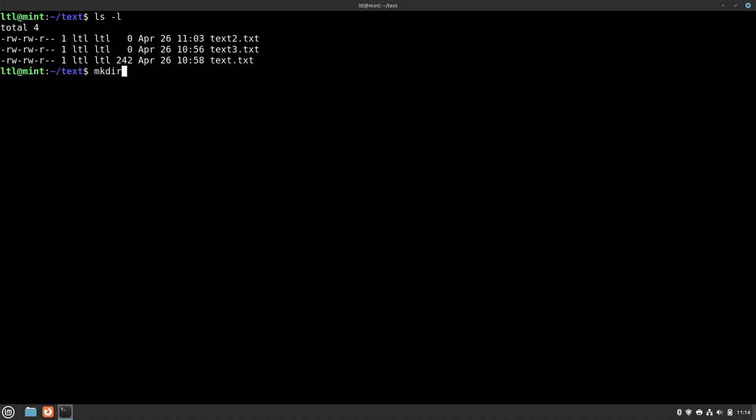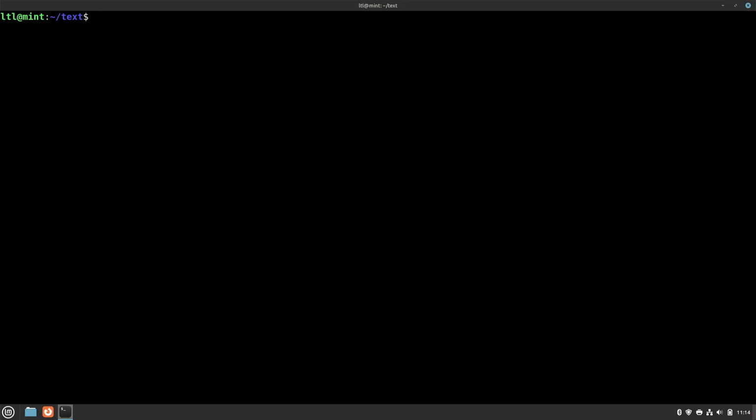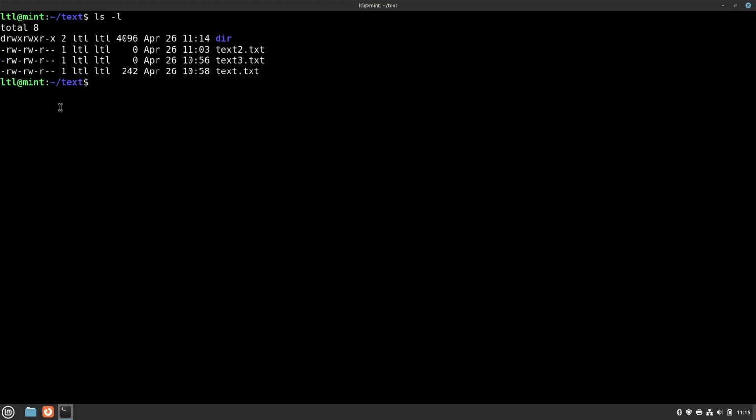If we make a directory, we'll just call it dir. I'm not very imaginative. So we do ls -l. Notice that this directory is colored in blue because our Linux distribution has ls colors installed by default. But notice that that's now a d. That just means it's a directory. That's what that first bit there means.